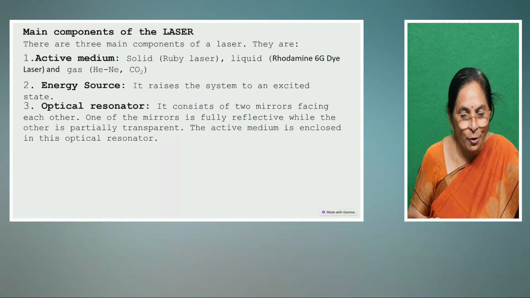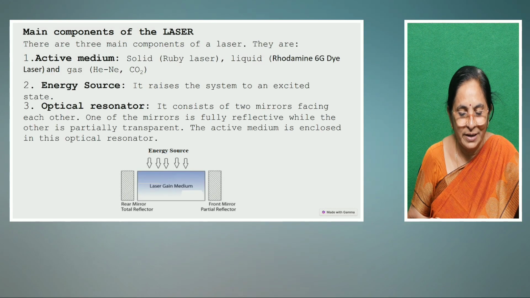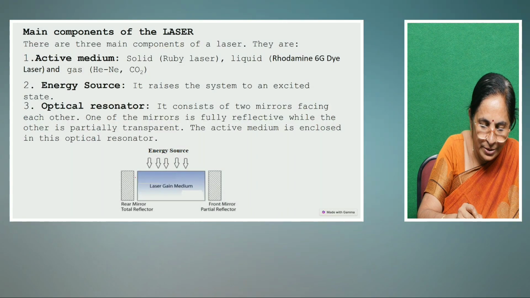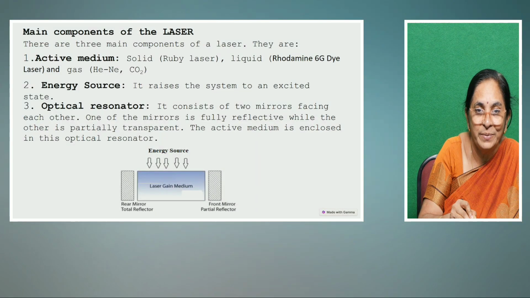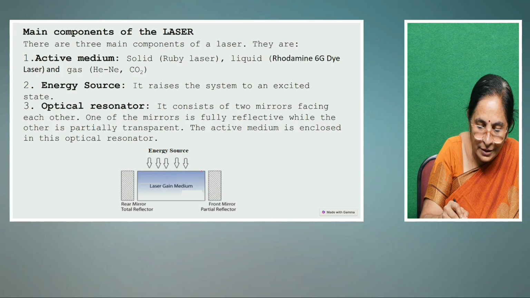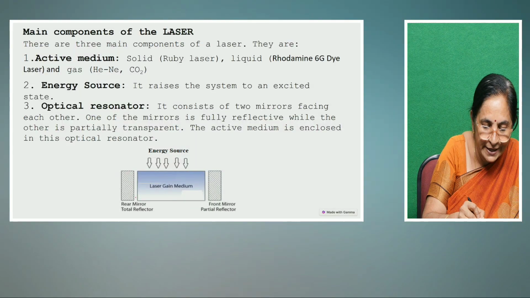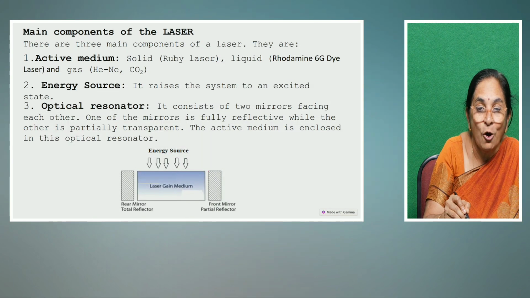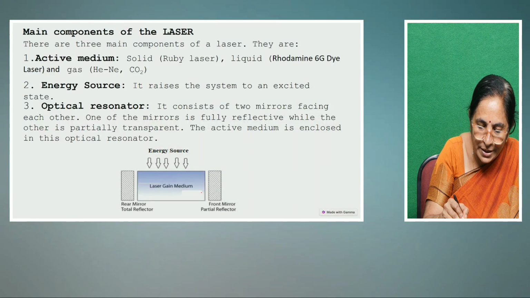Next is called the optical resonator. The figure I am giving here: there is a rectangular sealed tube which contains the active medium. Here it is mentioned as the laser gain medium, and this rectangular cylinder is surrounded by two mirrors kept on the right side and the left side. This combination together is called a resonator, or optical resonator. So the optical resonator has two parts. One is the active medium, which is kept in a rectangular sealed box.